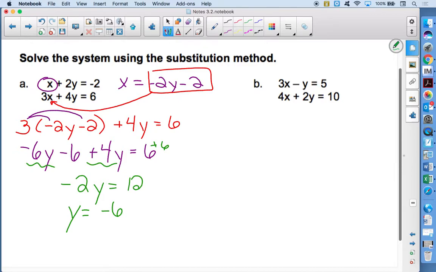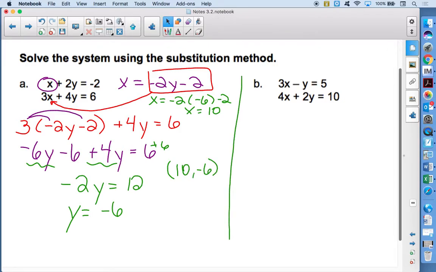So then you still need another piece to the solution, because that's just our y. All these are ordered pairs where x and y meet. So take the y, go back into the problem up here. Negative 2 times negative 6 minus 2. And then I know what x is. What do you have? 10. Yeah. So x is 10. How do you write your solution? Right. 10, negative 6. So 10 and negative 6.